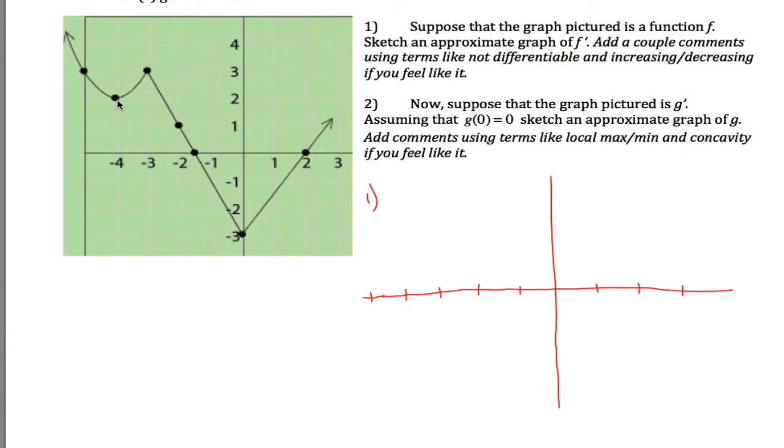Anyways, note that at this point right here, when x equals -4, if I were to draw a tangent line, it would be flat, it would be horizontal, slope would be 0. So what that means is that right here at -4, if I'm going to draw a graph of f prime, the height of f prime better be 0.